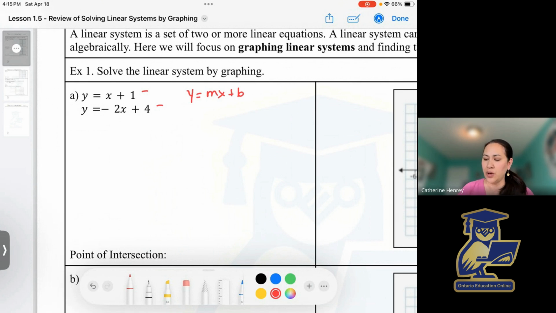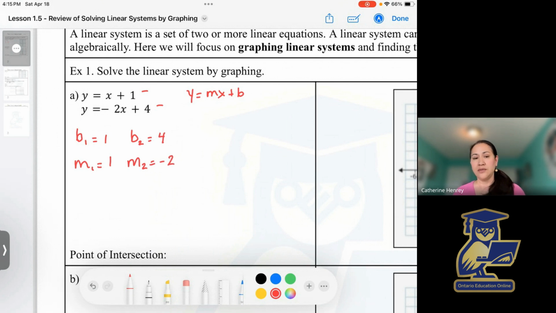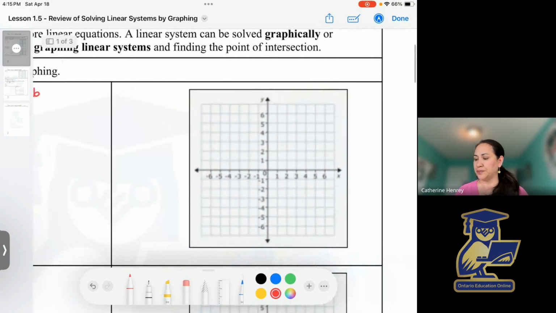For the first one, I'll say b1 is equal to 1, and the slope of the first one is equal to 1. I'm just using the notation of a subscript of 1 to denote the slope and the intercept of each of the separate equations. For the second one, b2 is 4, and m2 here is negative 2. Now that we have the intercepts and the slopes, let's go to our graph and we'll plot those.